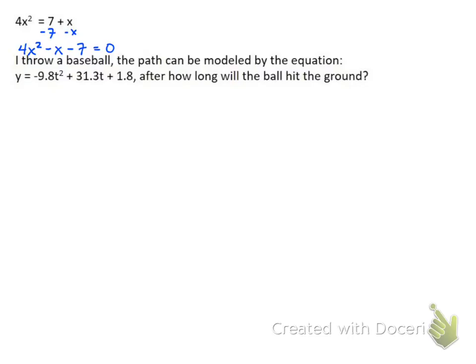I want to figure out when it hits, underline hits, the ground. Again, if I want to find out when it hits the ground, that's going to be where my graph hits my x-axis, which is the same thing as my roots, zeros, or solutions. So I can just find the solutions to these. a is -9.8, b is 31.3, and then c is 1.8.